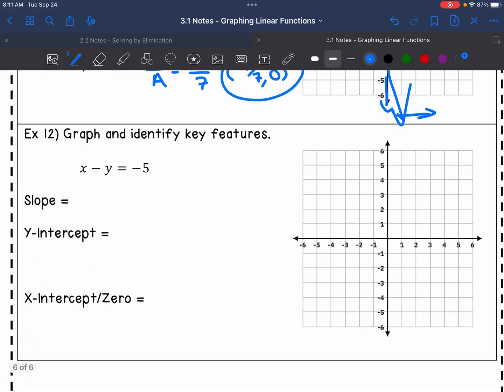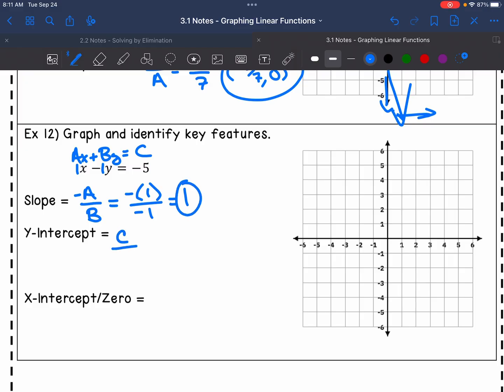Okay, for example 12, we have ax plus by equals c. So remember, x and y have an invisible 1s. So our slope is negative a over b. So this is negative 1 over negative 1, which is positive 1. So our slope is 1. Our y-intercept is c over b. So negative 5 over negative 1, which is 5. So that's the point 0, 5.